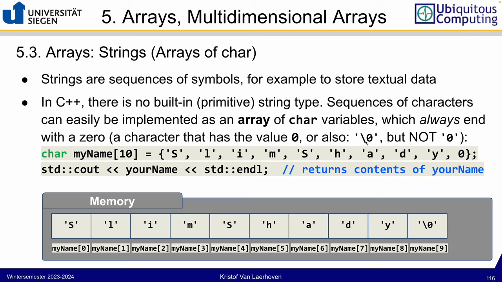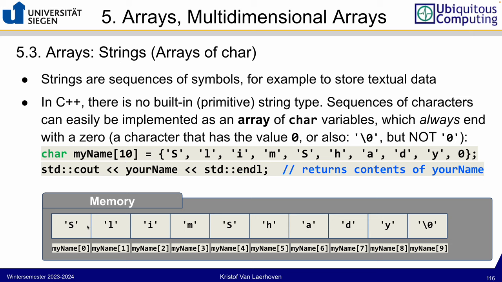This is nothing else but an actual 0 as well. So in the ASCII table, the first element is this special zero character. And this character is used as a special character so that any program that is traversing through the sequence of elements of my name knows where to stop.